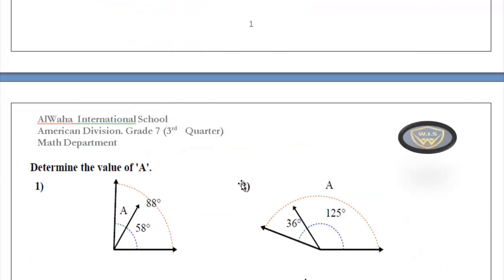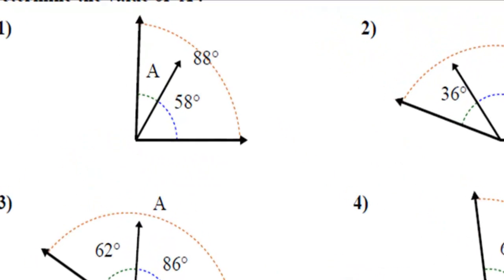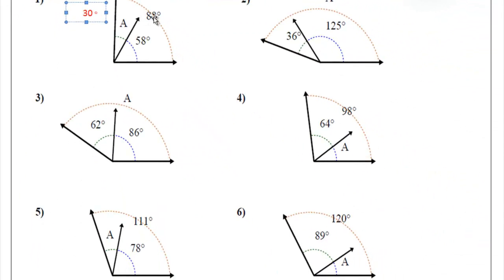So now let's go to the second question. Here, determine the value of A. I want to find A. How we can find A? The full angle is 88, so I will take 58 from 88. This is all 88. The blue one is 58. So the green one will be what? 88 minus 58. So it will be 30.